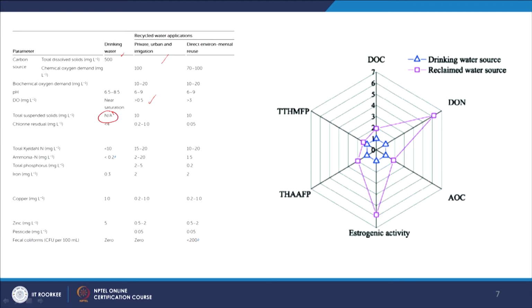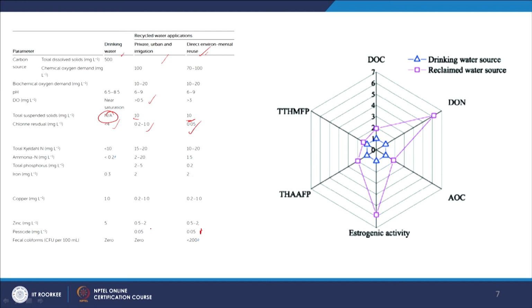Suspended solids are not undetectable, there is some suspended solid present in both. Again, the chlorine residual is very low for recycled water, but it is quite high for drinking water. Again, the TKN is very high for the recycled water, and the standard for this recycled water is different compared to drinking water. Same is true for ammonia, nitrogen and total phosphorus, iron and zinc. Well, zinc is comparable in all.